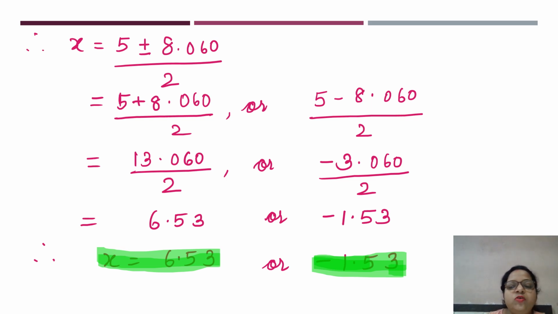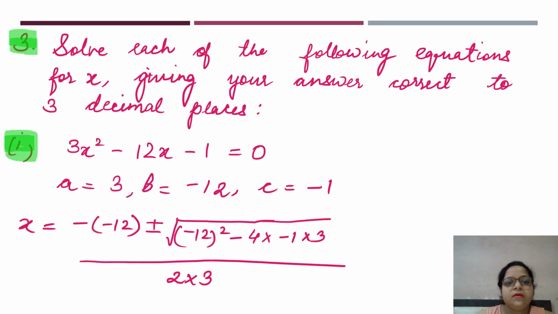Therefore, x is equal to 6.53 or minus 1.53. Now coming to the third question, children. Solve each of the following equations for x, giving your answer correct to 3 decimal places. So now children, you have to take 3 decimal places. So we have to calculate the square root till at least 4 decimal places.